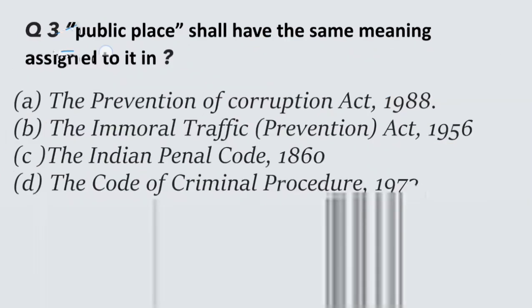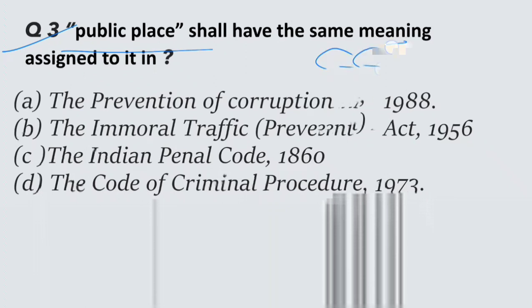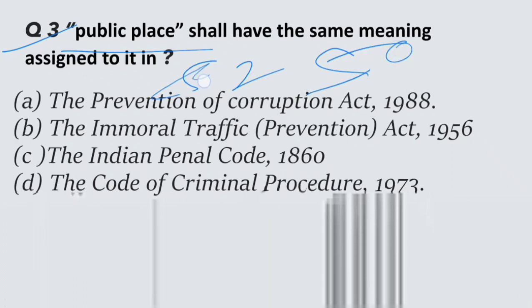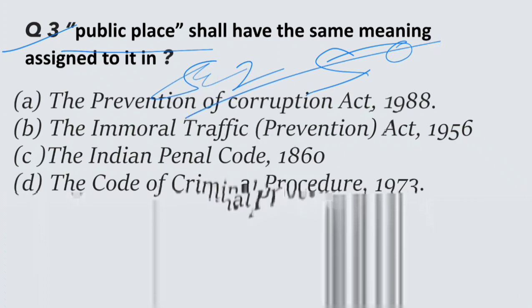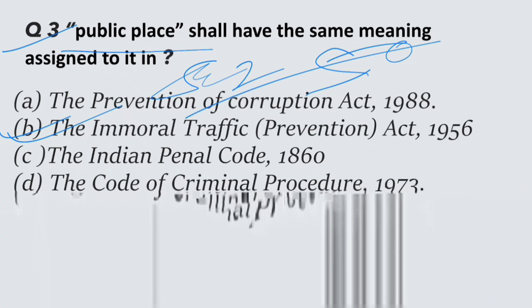Next question is, public place shall have the same meaning as assigned to it in which act? There are 4 options: CrPC, IPC, Immoral Traffic Prevention Act of 1956, Prevention of Corruption Act. Clause 50 of section 2 provides for the same, and the correct answer is option B, Immoral Traffic Prevention Act 1956. These are questions which are covered just by reading the bare acts properly. So B is the correct answer.